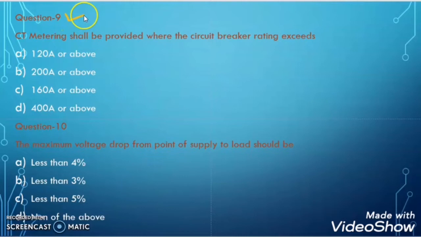Now let's move to question number 9. CT metering shall be provided where the circuit breaker rating exceeds what? As you know, there are two types of kWh meter. One is the normal type and one is CT operated. We use the CT operated kWh meter where the cable size is bigger and the current rating is higher. We use the normal type kWh meter when the total connected load current is not much higher.